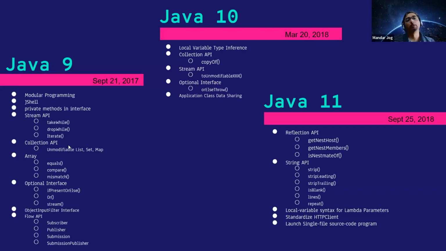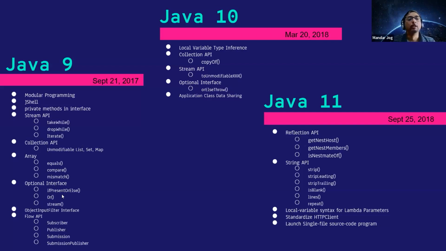In the Collection API, it is creating something called an unmodifiable list, set, and map. So a separate method was launched using which you can create unmodifiable lists, sets, and maps. The Arrays class has been modified with three different methods now: equals, compare, and mismatch. A very interesting method, mismatch, has been introduced in Java 9. And in the Optional interface, as I mentioned, there was only one method available earlier, which is the get method or a get-if-present kind of method.